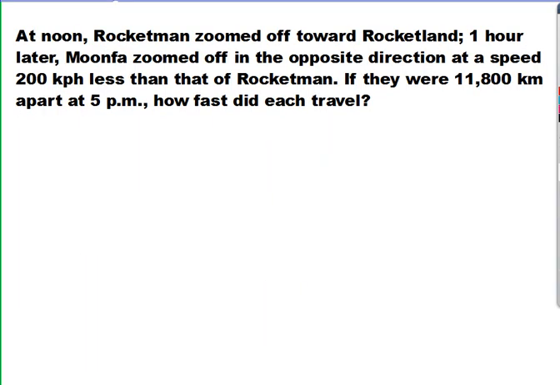All right, the next example. At noon, Rocket Man zoomed off toward Rocket Land. 1 hour later, Moonfa zoomed off in the opposite direction at a speed 20 kilometers per hour less than that of Rocket Man. They were 11,800 kilometers apart at 5 p.m. How fast did each travel? So we're looking for a rate for each of them. Go ahead and solve this problem. Set it up using a diagram or using a sketch. Make sure you use the formulas, and we will check it when we come back into class.